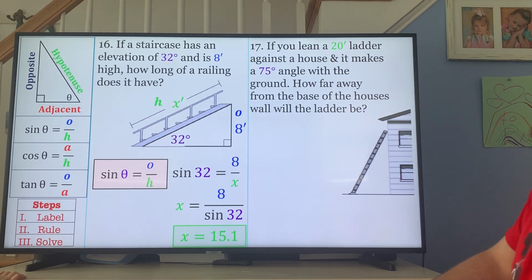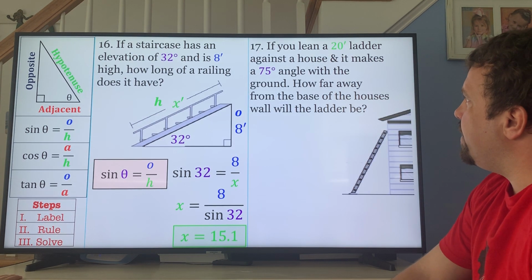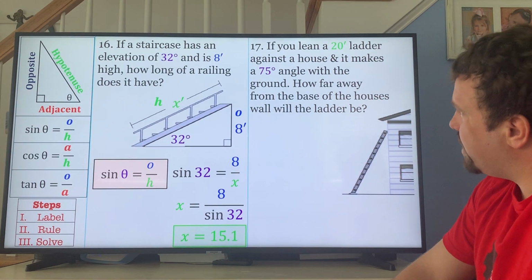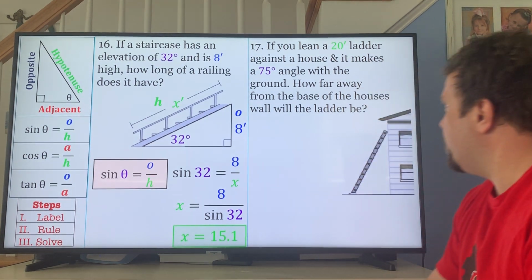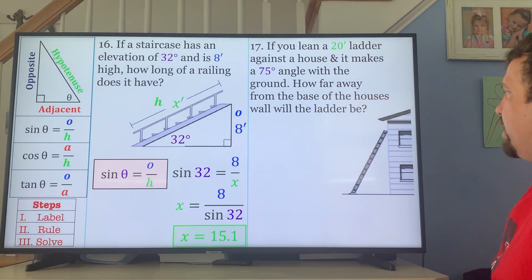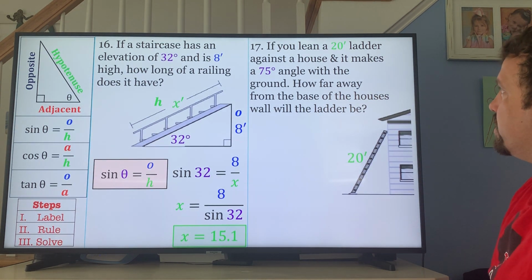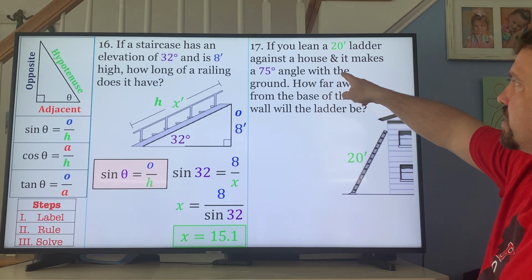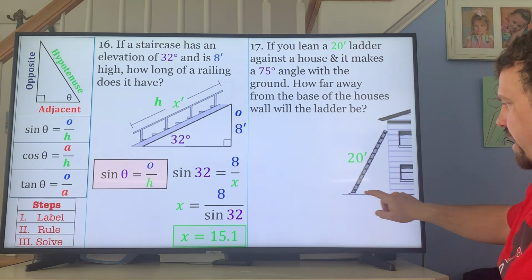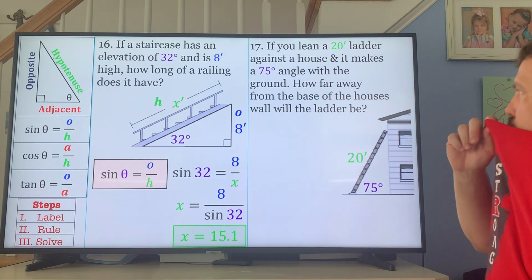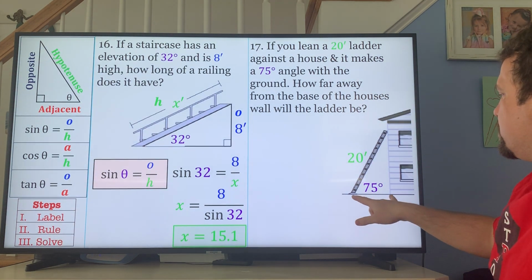Number 17. If you have a 20-foot ladder against a house, and it makes a 75-degree angle with the ground, how far away from the base of the house will the ladder be? So, 20-foot ladder. As I told you, ladders are always your hypotenuse. 75-degree angle with the ground. Is that the ground? No. Is that the ground? Yes. But that's a right angle, so it has to be here. How far away from the base of the house?